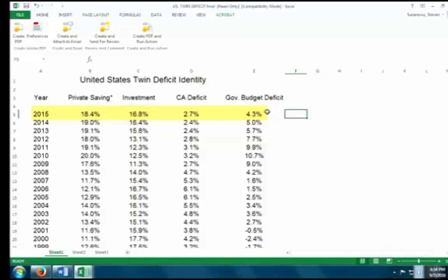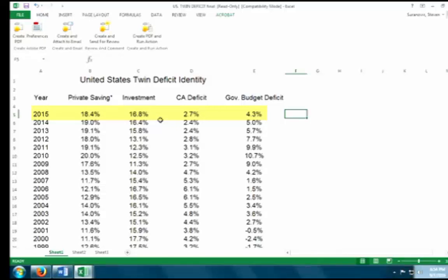Now, what does this mean? Uses of funds. There are two total uses of funds in this twin deficit identity for the U.S. The government budget needed 4.3% of GDP in order to finance its deficit in 2015. Investment was 16.8% of the economy. Where did the money to finance those two things come from? Well, 18.4% of it came from households and businesses, and 2.7% of GDP came from foreigners who were lending us money and helped us sustain both this investment and the government budget deficit.